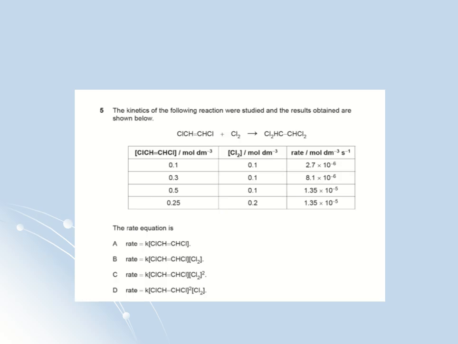Right, let's look at this one. Again, pause the video if you want. Have a go at it yourself. Right, so we're trying to find the orders with respect to this. So that has gone up by a factor of 3. This has gone up by a factor of 1. And this has gone up by a factor of 3. So, therefore, my dichloroethane is definitely first order, so I can rule out D, only D.